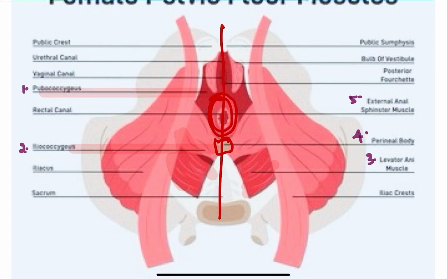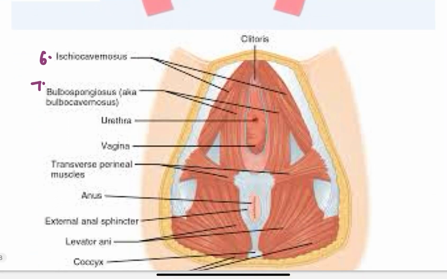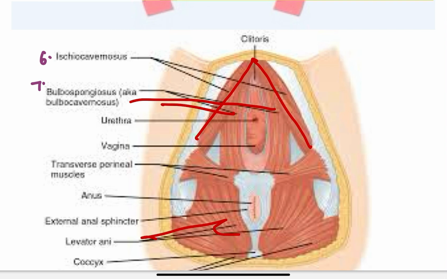Yes. And this is the external anal sphincter surrounding the anus. This muscle is the external anal sphincter. This is the perineal body. This is the levator ani, pubococcygeus, and this is the iliococcygeus. And here you can see the bulbospongiosus muscle, right? This is the bulbospongiosus muscle. And the muscles shown here are the ischio-cavernosus muscles. These muscles are situated in a triangular fashion, right? And they are not inserted in the perineal body. Because of that reason, they do not support the uterus.